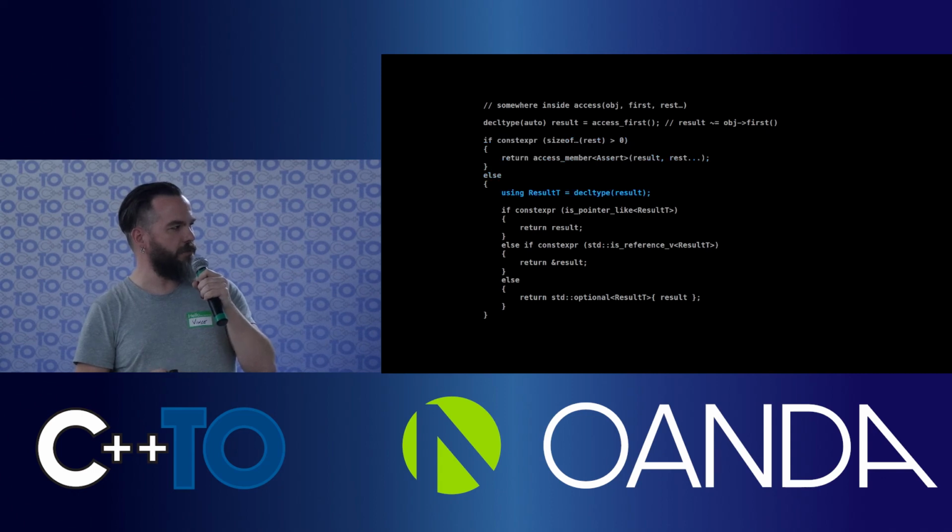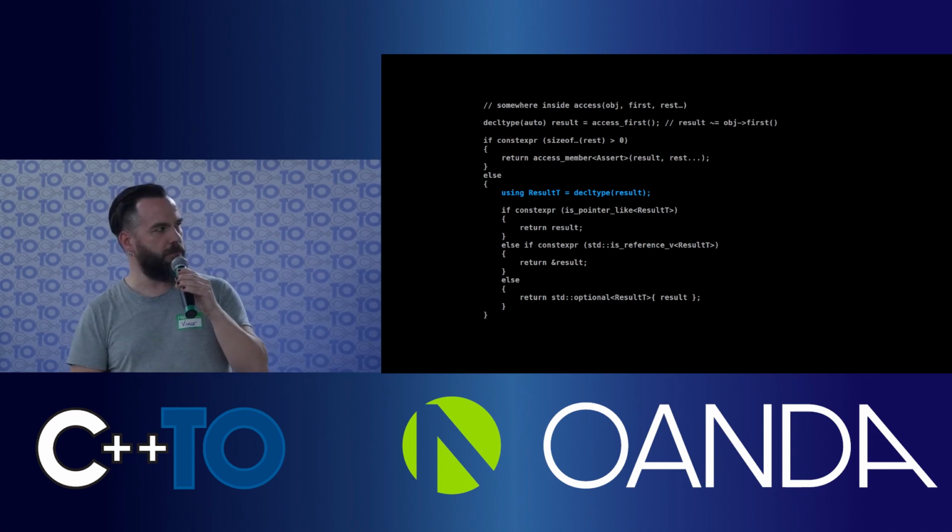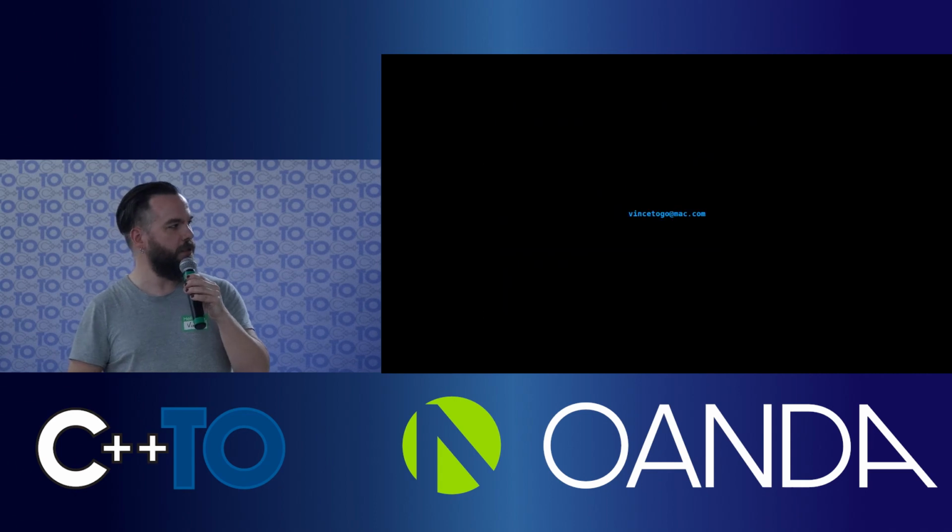Otherwise, hey, we're at the end of all of our members, and so we get the type that was returned from that and check if it's pointer-like. If it is, we just return the value. If it is a reference, we just take the address of that, and if it's not, well, I hope it's a value. So we just return a std optional with the results stuffed into that.